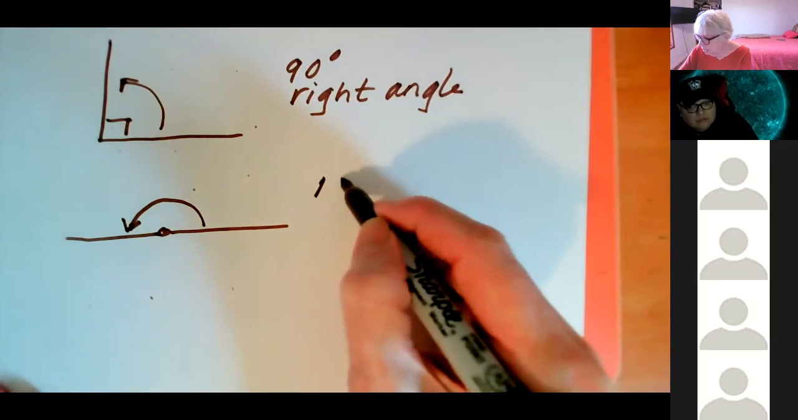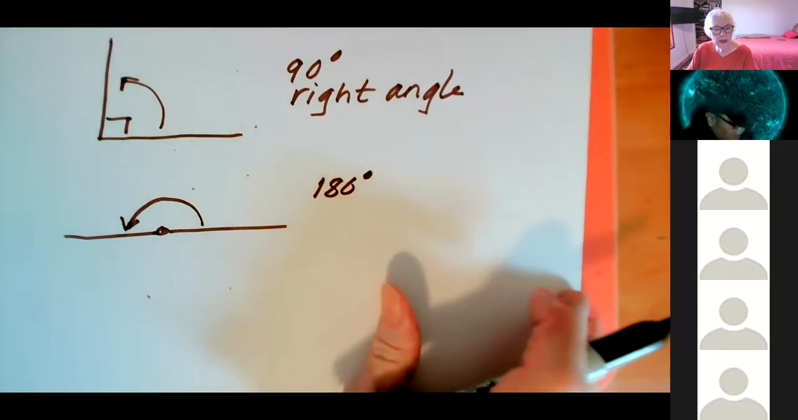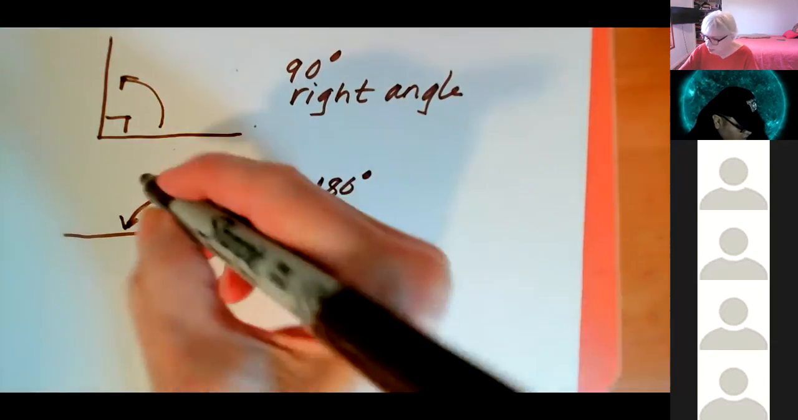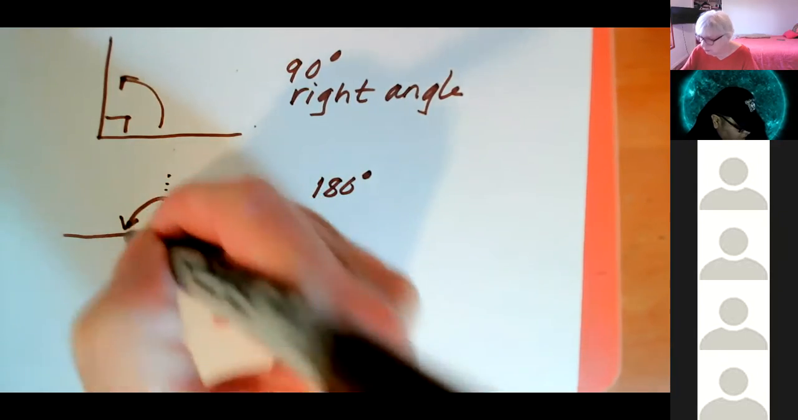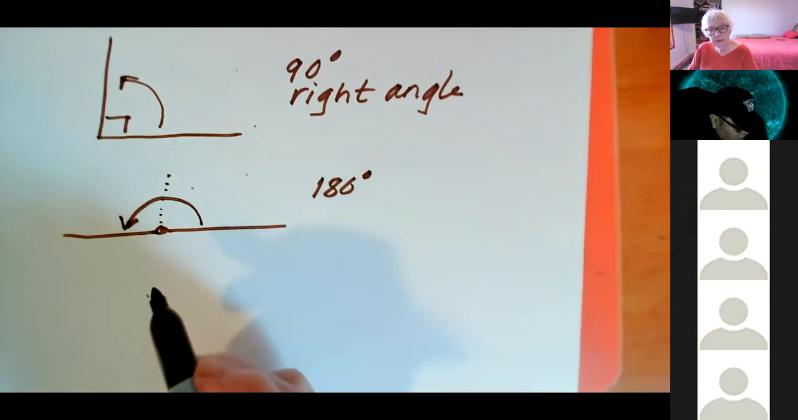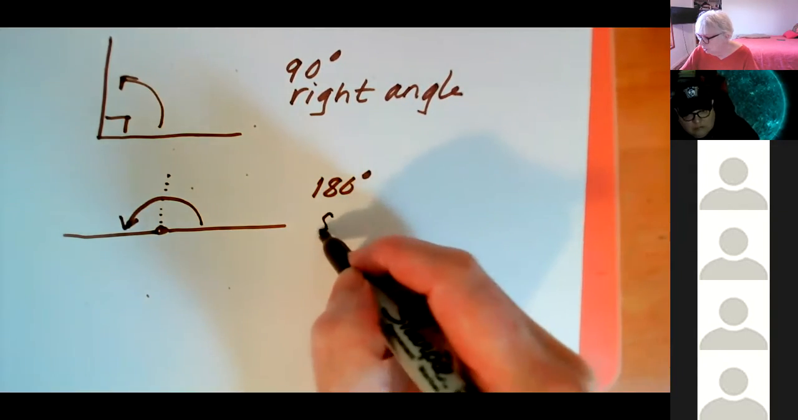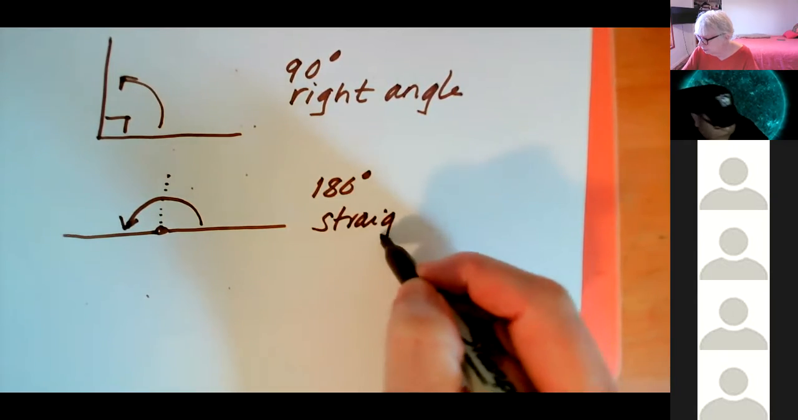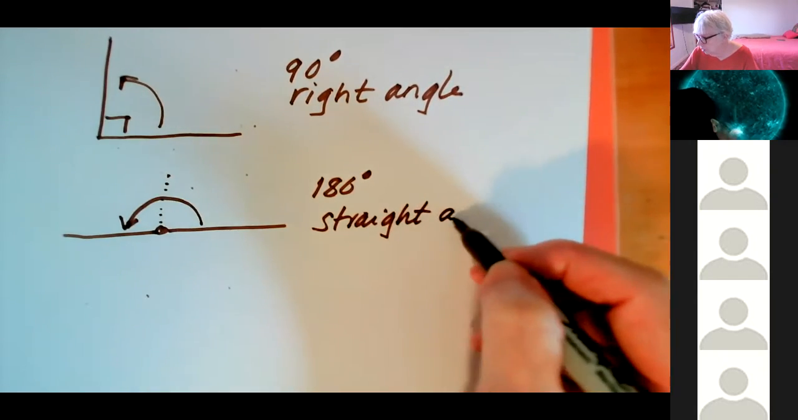So this is 180 degrees. Is that okay? Because the 90 would be here, and then another 90. So that's 180. They call this a straight angle. You can see why.